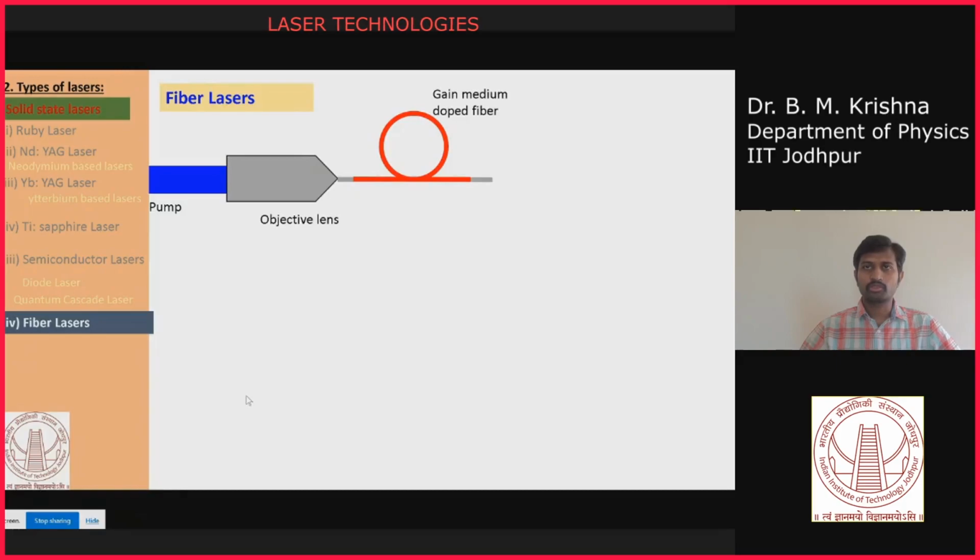You pump this fiber because you want to excite your atoms to the excited state to create a population inversion, and you require some external light source. That is your pump. We know that your pump beam is always much bigger than your fiber core. Your fiber core is on the order of a few to hundreds of micrometers, depending upon whether it is a single-core or multi-core fiber. So you have to use a lens to narrow down your beam size such that it can easily couple to your fiber.